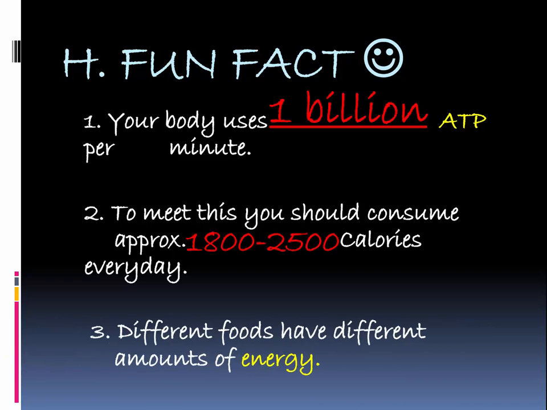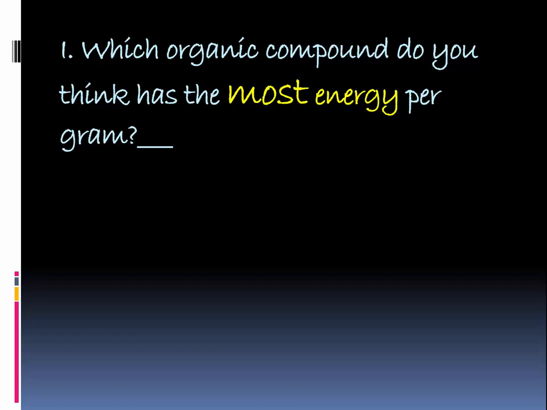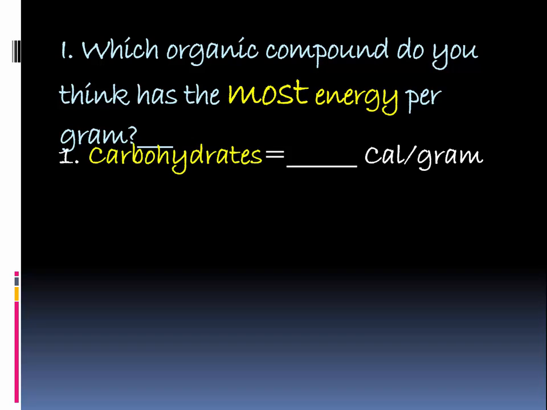And different foods have different amounts of energy. We get energy from the foods that we eat, as we've noted. So which organic compound, think of those proteins, carbs, lipids, which one is going to have the most energy per gram? Not necessarily which one's the best for you to eat, but which one is the one that's going to give you the most energy.